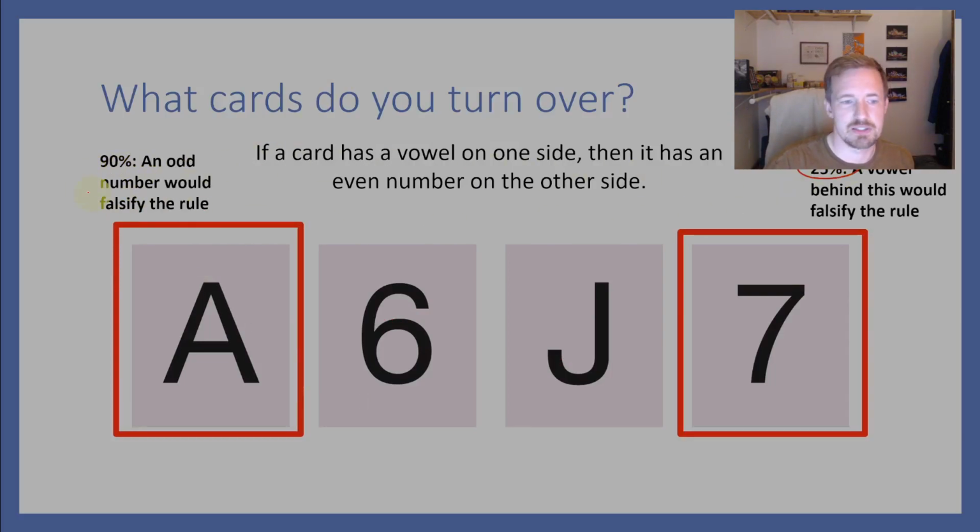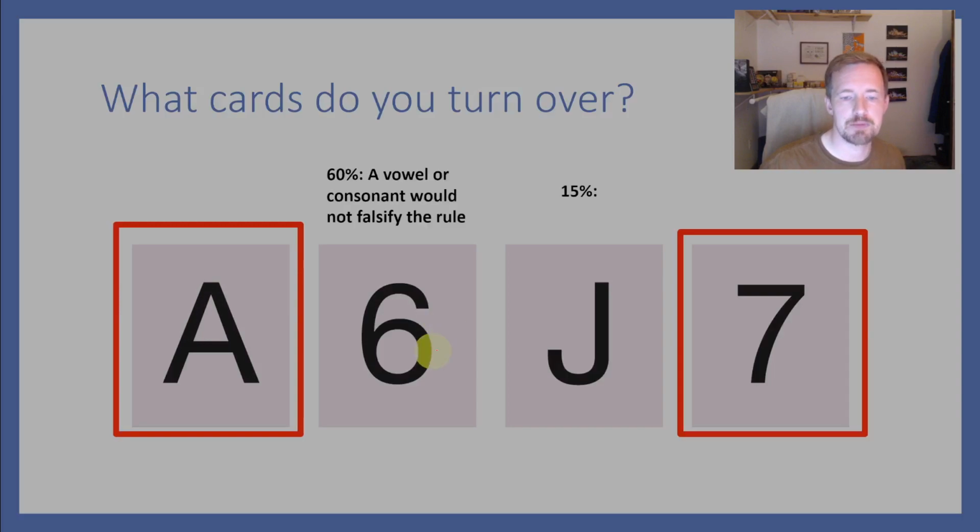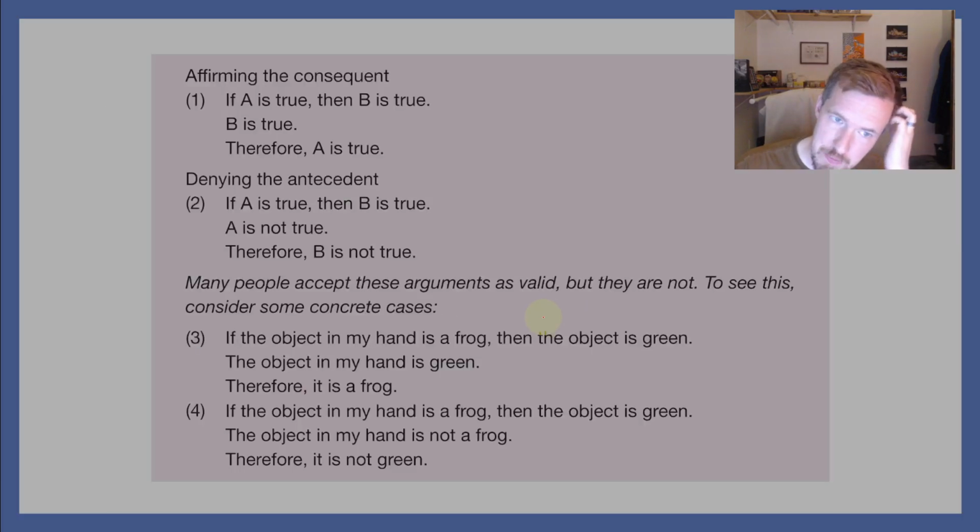I was close with these numbers. It was 90 and 25%. 25% of people, so less than half of people, choose this. If you chose number 7, congratulations, you're in the minority. Most people get this one wrong. Most people get this one right. And then oftentimes you'll get people choosing 6, but not a lot of people choosing J.